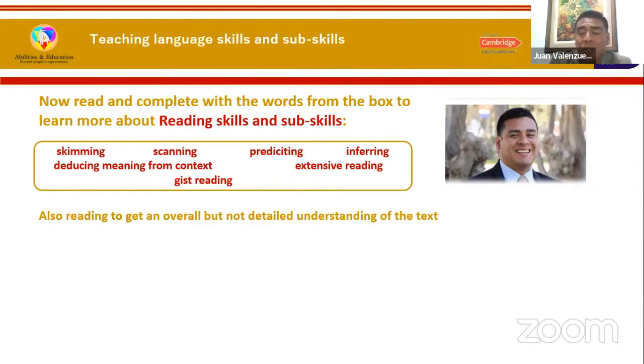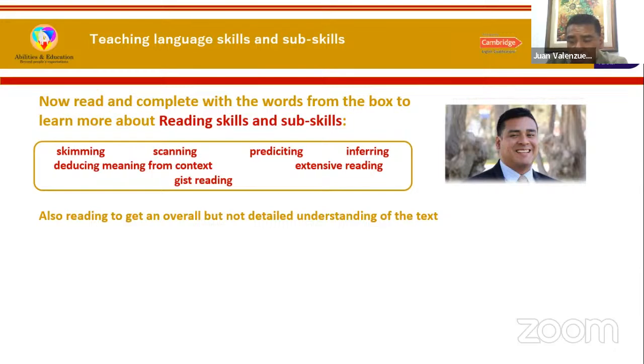Okay, this is also reading to get an overall but not detailed understanding of the text. It's similar to skimming. It's maybe the same. So it's reading to get a general, an overall understanding of the text. It's similar to skimming.